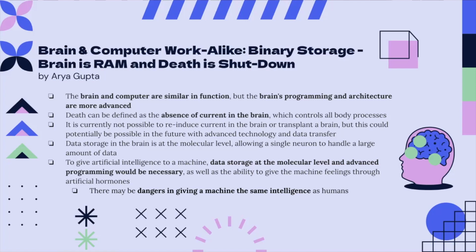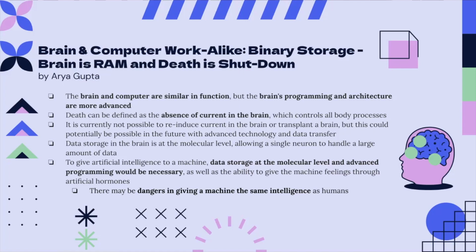And when we look at death, it's the absence of current in the brain. It's when all our body processes just cease to continue. It is said that we can surgically remove our hearts, but once our brain is removed or severed from our body, there's no coming back from it. And that's true because our brain is basically our RAM, in the same way that a computer cannot operate without its RAM. It is currently not possible to reinduce current in the brain or transplant a brain.